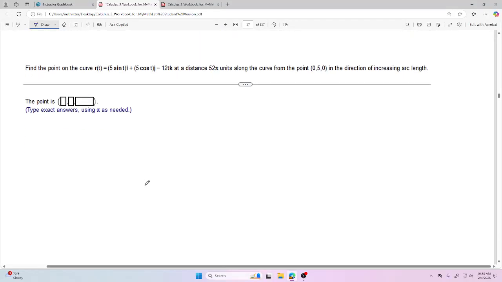All right. So this is a little different. Find the point on the curve at the distance this much along the curve from this point. Okay, whoa. I have to read this slowly, okay? Find the point on this curve at a distance this many units along the curve from this point. So this is kind of like the start point. And we're going this far.